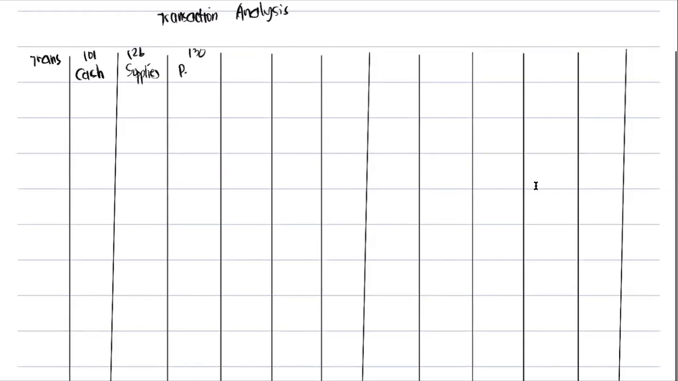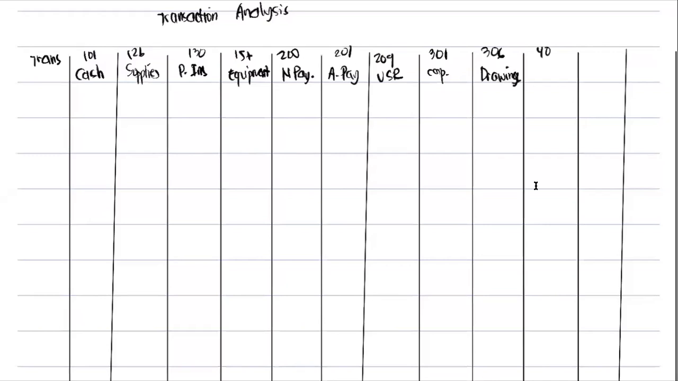So we have 130 prepaid insurance, and then 157 equipment. We have 200 notes payable, and then 201 accounts payable, and then we have 209 unearned service revenue. We have 301 owner's capital. So we just place this one as capital. And then we have 306 drawings. And then we have your 400 service revenue, 726 salaries and wages, and then we have 729 rent expense.